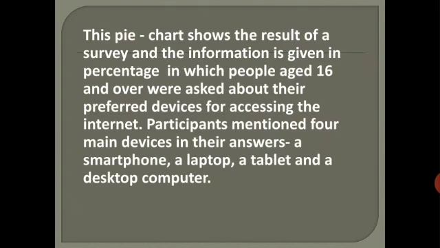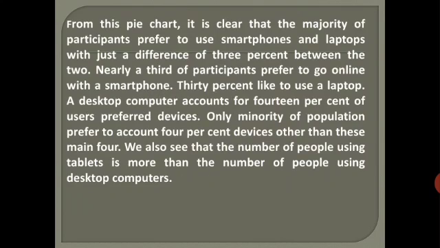This is a pie chart. It shows the result of a survey. This survey gives us information about the preferred device for internet access for people aged 16 and over. You can write it in 3 sentences also, no problem, it is up to you. Then participants mainly mentioned 4 devices: smartphones, laptops, tablets and desktops. The first paragraph is over, the main idea we have stated.